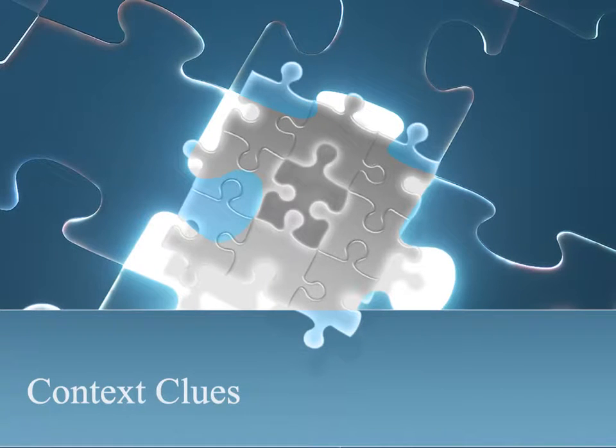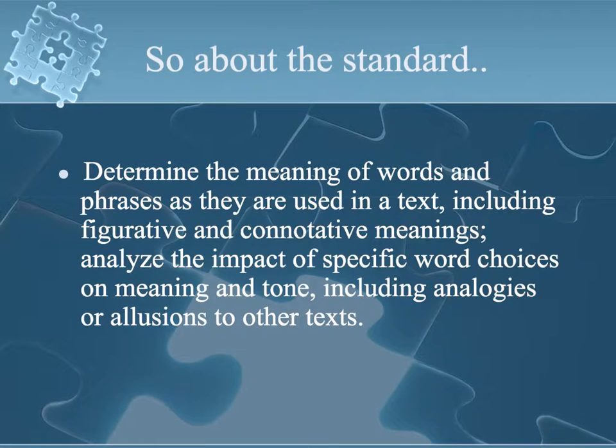So this lesson is all about using your context clues. Let's take a look at that standard, RL.8.4: Determine the meaning of words and phrases as they are used in a text, including figurative and connotative meanings. Analyze the impact of specific word choices on meaning and tone, including analogies or allusions to other texts. There are so many different layers to this standard.